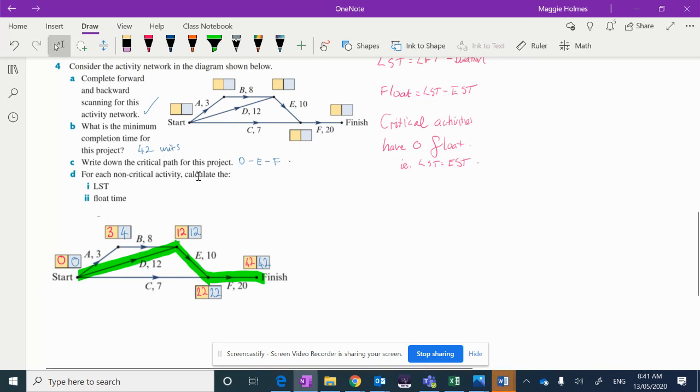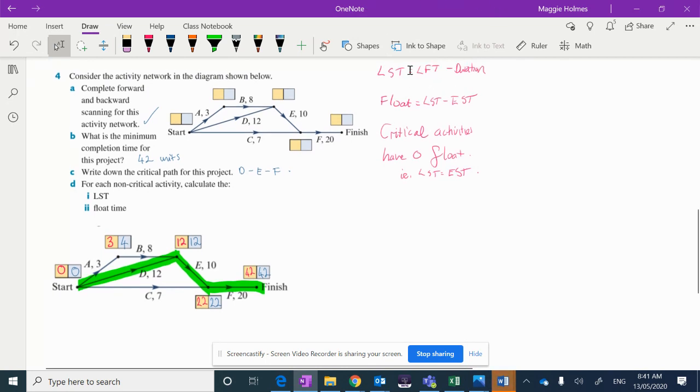All right, for each non-critical activity, calculate the latest start time and the float time. So let's talk about that. We could also have talked about latest start times when we were identifying the critical path. So to figure out the latest start time, we use our formula up here. It's the latest finishing time minus the duration. So for activity F, its latest finishing time, actually that was a critical one. Let's just look at C.